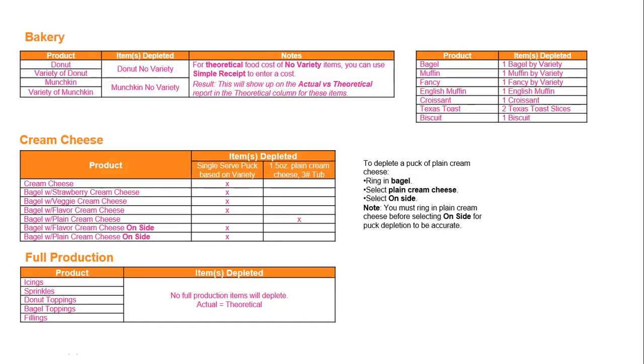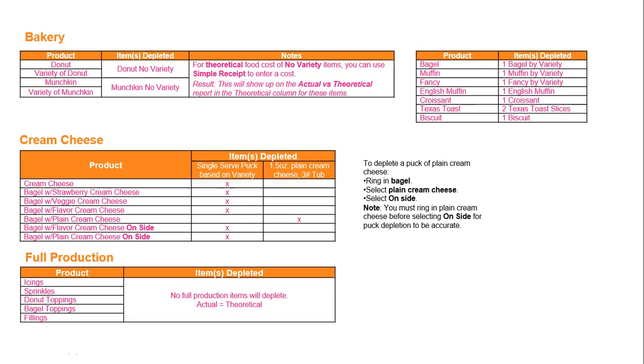When you get to the right side of the screen, though, you will see a bagel will deplete by variety. A muffin will deplete by variety. Same with the fancies and a lot of your carriers: English muffin, croissant, Texas toast, and biscuit. So if you rang in a sandwich on Texas toast, it knows automatically to deplete 2 slices of Texas toast as part of your recipe.